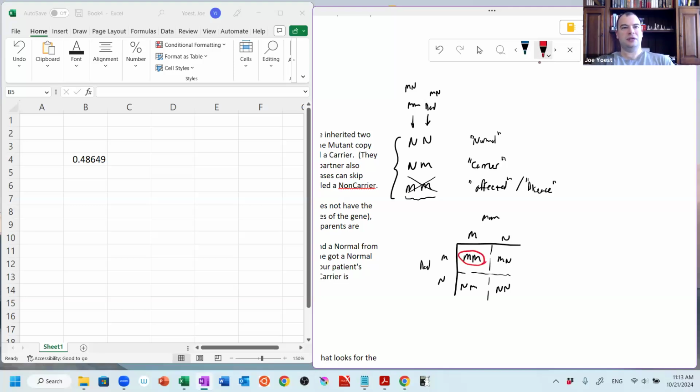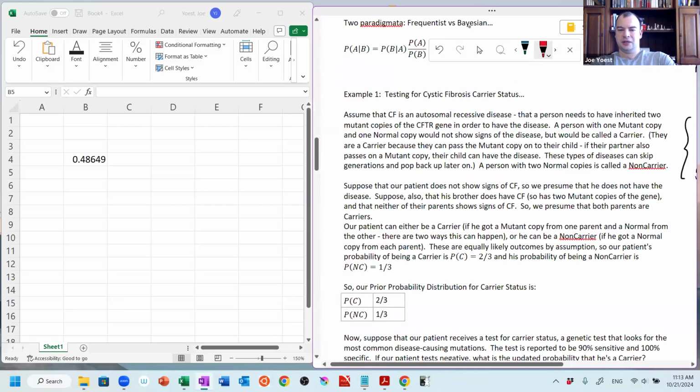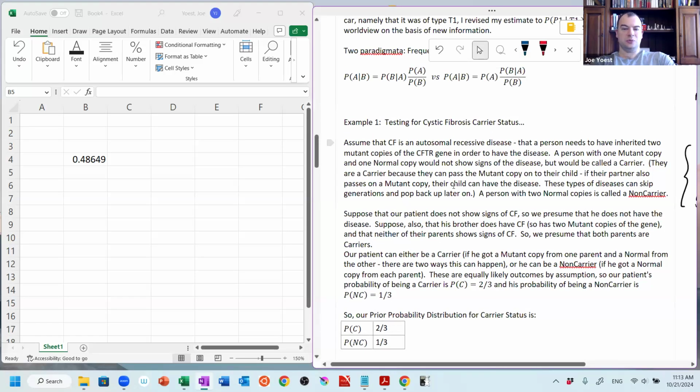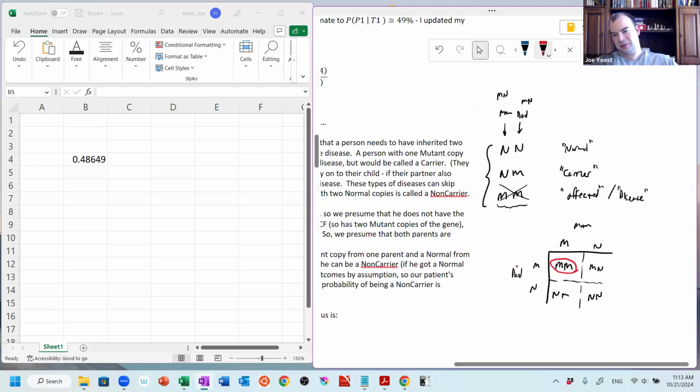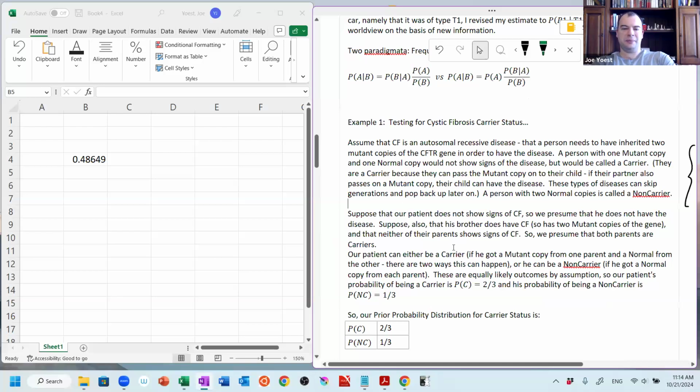So this person will exhibit signs and symptoms of the disease. It's a severe enough disease that you would know if you had it. So our patient, whose brother has the disease, does not show signs and symptoms of the disease, so they're not here. But our patient could be, where'd my green marker go? Our patient could be normal normal, so no risk to his progeny. Or our patient could be mutant normal, which could be a risk to his progeny if he has a kid and his spouse also is, say, a carrier. They could have a kid with CF, with the disease. They could have a kid that's mutant mutant.